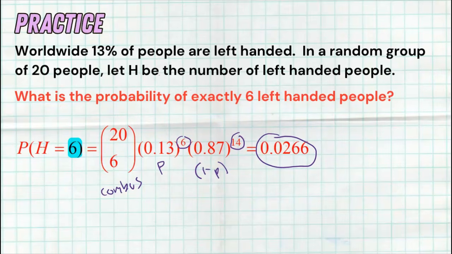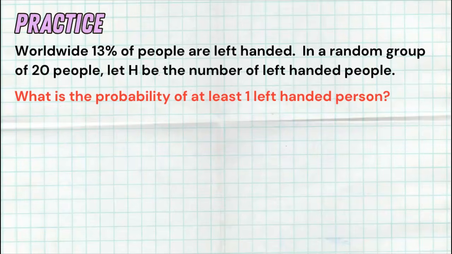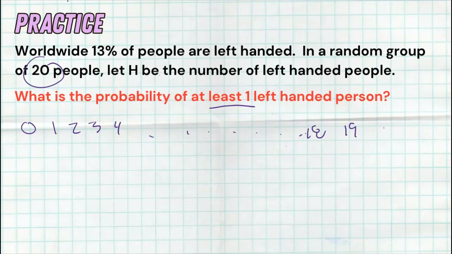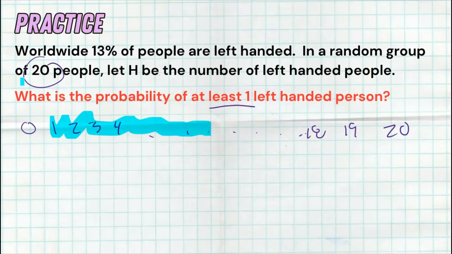All right, let's do another one here where it might get a little bit tricky. What is the probability of at least one left-handed person? Okay, so at least one means one or more. So with 20 people, we could have anywhere from 0 lefties, 1, 2, 3, 4, 18 lefties, 19 lefties, or 20 lefties, right? There are a lot of outcomes, but they are still listable. Now, at least one means that we want to combine all of these, right? We want to do at least one or more. We've got to find that probability.